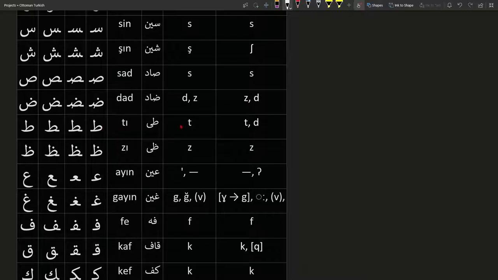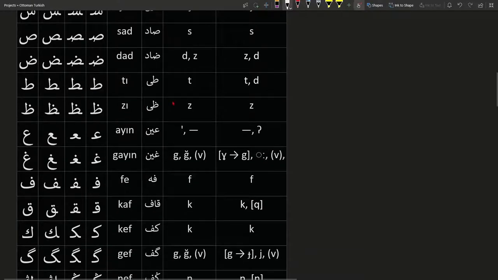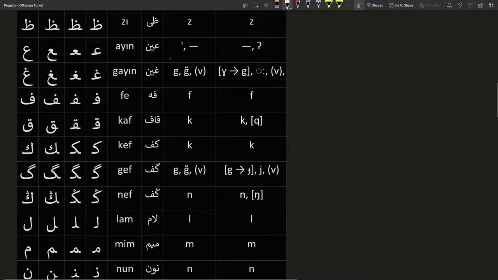Then you have T, representing the T and the D sound. Usually also only found in Arabic words. Then you have Z, representing the Z sound. Again, found almost exclusively in Arabic words. Then we have Ayun, again, found in Arabic words. Not really pronounced with any sound in Turkish. Next up is Gayun. It's more helpful to think of this simply as a G, not so much the other letters.